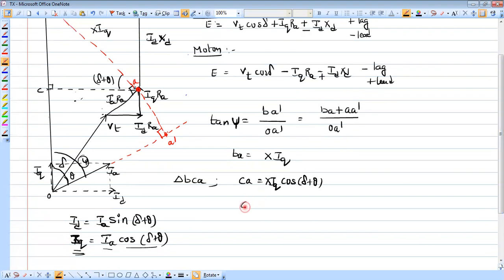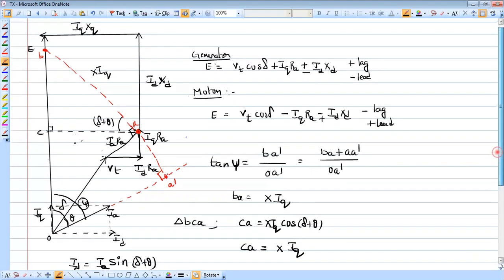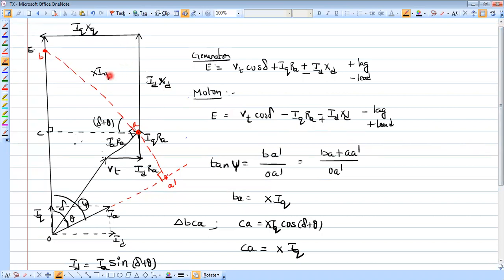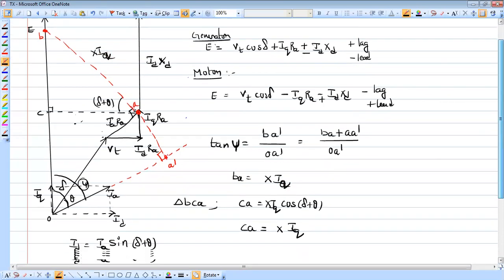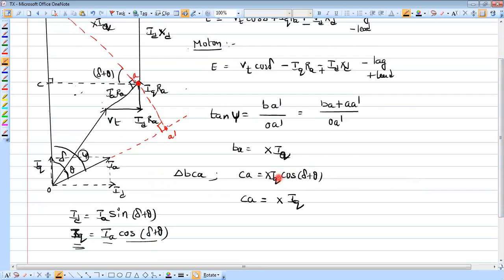So here CA is equal to X into IQ, right? Sorry, here it is IA. Sorry, this is the armature current, IA. So let us consider it as IA. So this will be IA, okay? IA into cos of delta plus theta is equal to IQ.